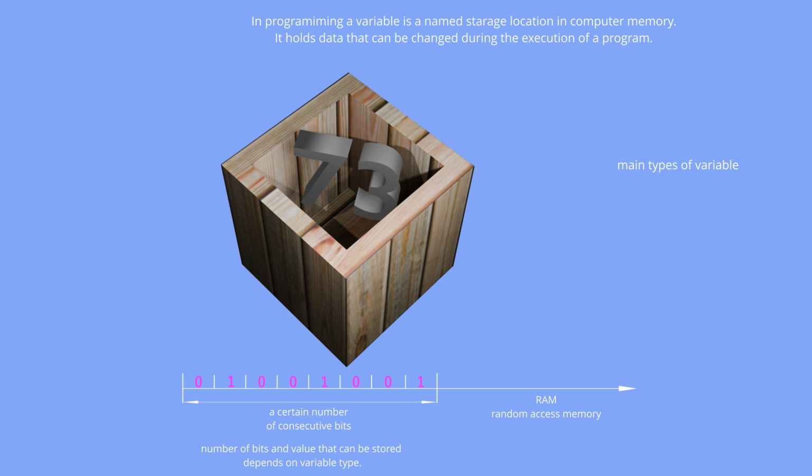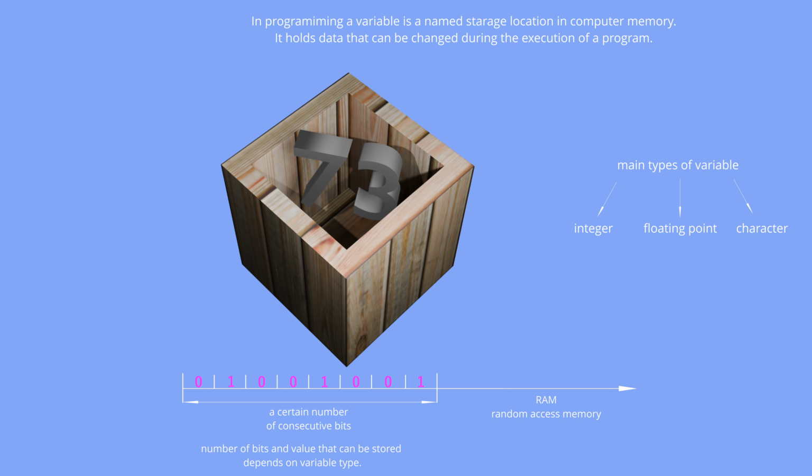The main types of variables are integer, floating point, and character. Integer type variables can store positive and negative integer numbers. For example, 6 or -4. Floating point type variables can store positive and negative numbers with fractions. For example, 2.5 or -0.75. Character type variables can store letters, for example, P or V.